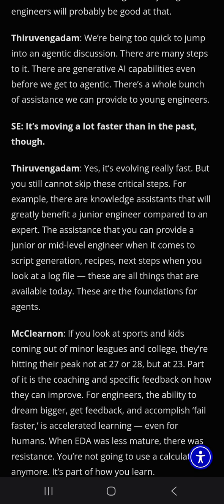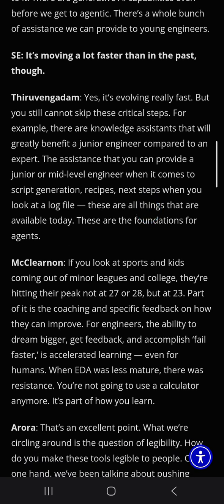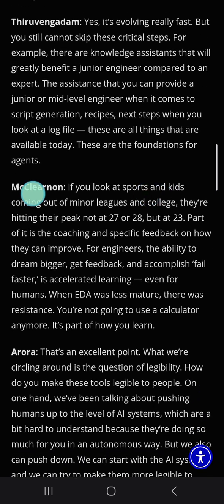Tiruvengadam: Yes, it's evolving really fast, but you still cannot skip these critical steps. For example, there is knowledge assistance that will greatly benefit a junior engineer compared to an expert. There is assistance you can provide junior or mid-level engineers when it comes to script generation, and the next steps when you look at a log file. These are all things that are available today. These are the foundation of the agent.